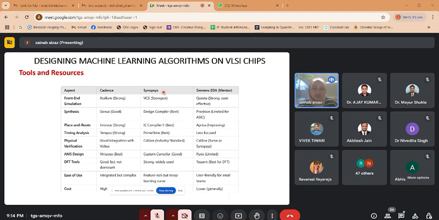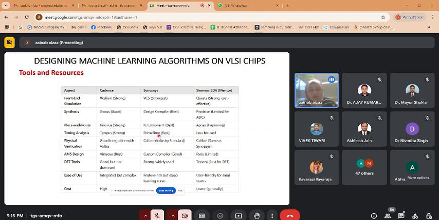So for front end simulation, the first simulation, VCS is used by Synopsys, and Siemens uses Questa. And for synthesis, we use Design Compiler. What is synthesis? I wrote my math module, I wrote my machine learning code, and then I have to convert it into a chip, into hardware. That's synthesizing your code to hardware, and that's done by Design Compiler of Synopsys, right? Place and route would be done by IC Compiler, and then timing analysis by PrimeTime.